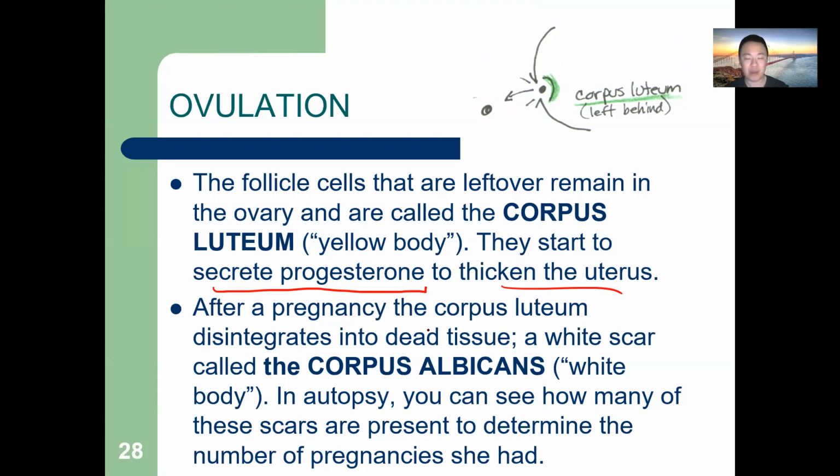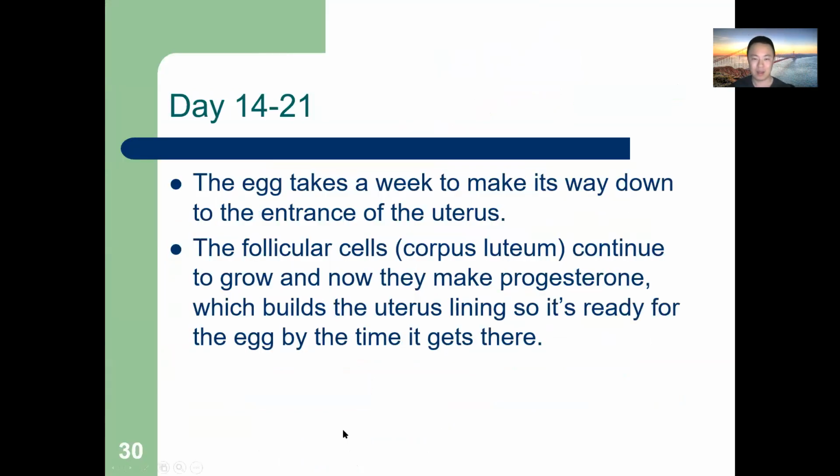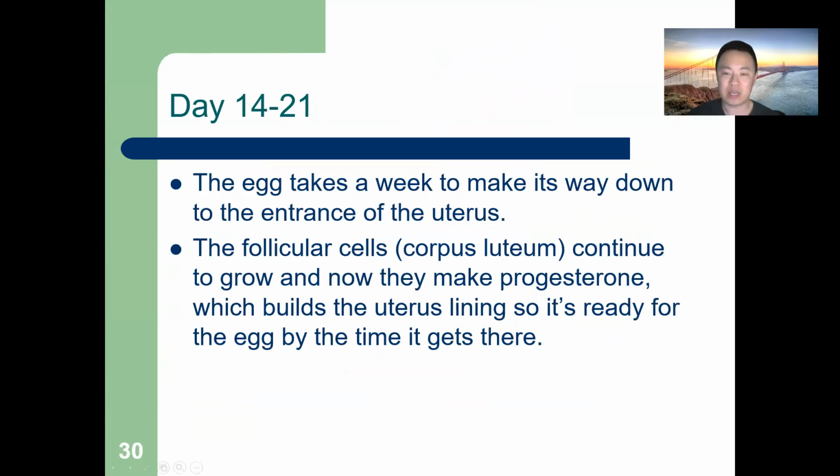Now, after a pregnancy, the corpus luteum disintegrates into dead tissue and a white scar called the corpus albicans forms. In an autopsy, you can see how many of these scars are present to determine how many pregnancies a lady has had. So, all right, there we go, corpus luteum and the corpus albicans. Now the egg takes a week to make its way down to the entrance of the uterus. The follicular cells, or the corpus luteum, continue to grow, and now they make that progesterone, which builds that uterine lining to prepare for the egg to implant in the uterus.